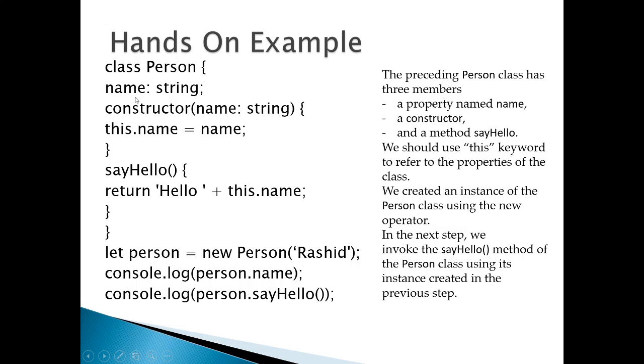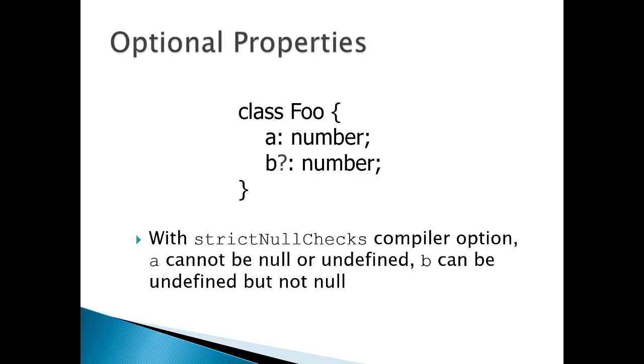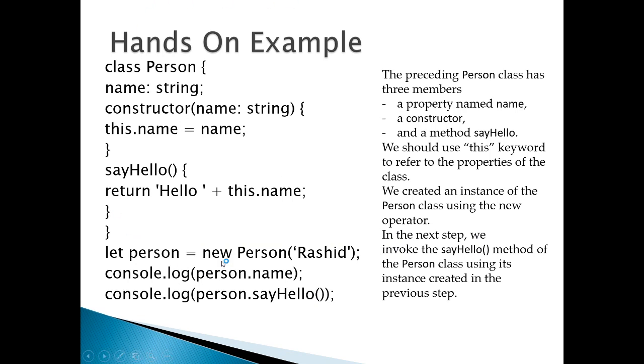This is a class Person, with a name string and a constructor. We are constructing using the name, and then a sayHello method in which we use this name. We create a Person class object and pass a name to it, so the constructor will set the name. Now if we call person.name and person.sayHello, it will output hello along with the name of the person. So this is basically how classes work.